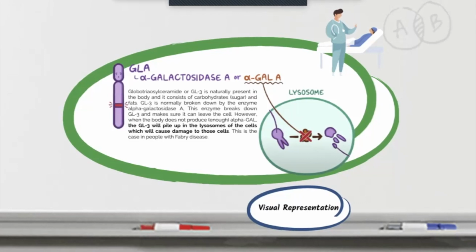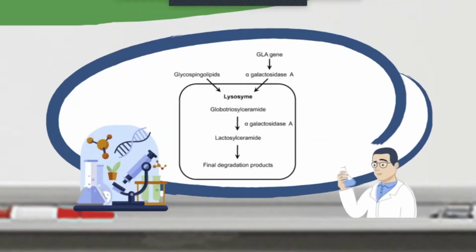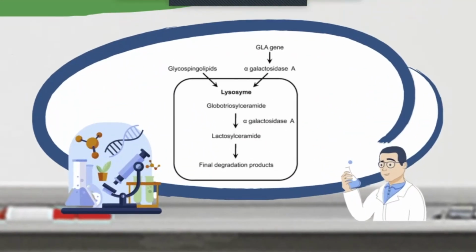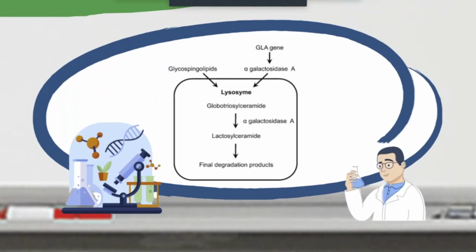And this is the case with people with Fabry disease. Here we can see the schematic representation of what Dr. Xander just explained. So basically we can see that GL3 cannot be degraded by the enzyme when it's not there, and therefore it leads to the pile-up within the lysosome.